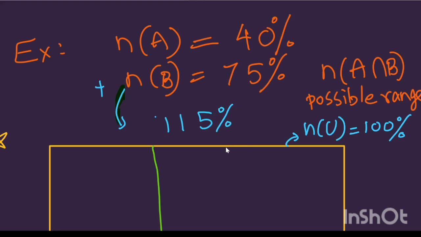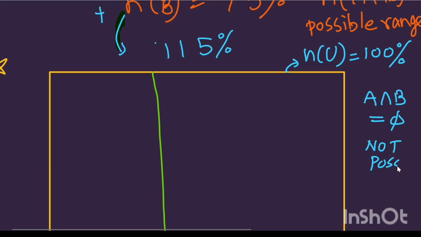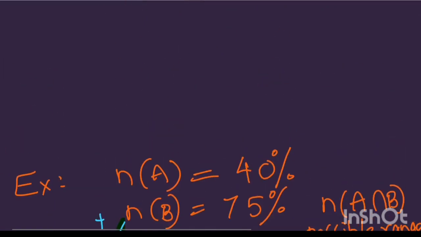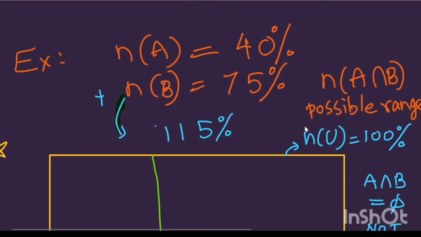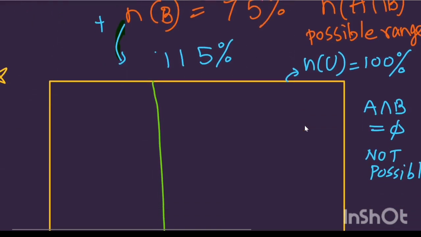To draw A and B away from each other, what I mean to say is A and B are disjoint, A intersection B is equal to phi. Is it possible? So guys, the answer is no, it's not possible. So since it's not possible, in that case, what can we do?